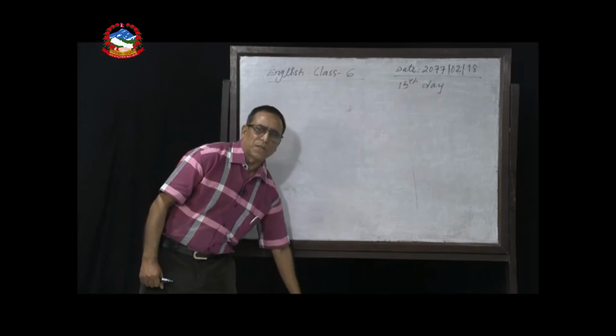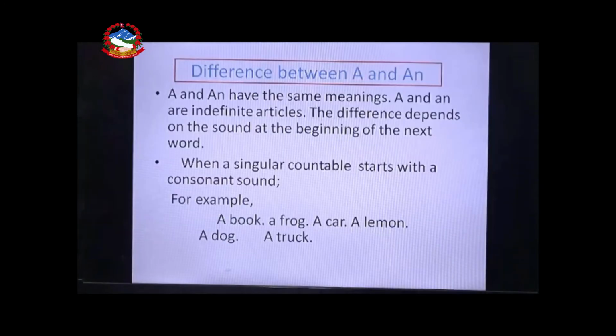Okay, now let's come to another topic. Let's see the slide here. Then what is the difference between a and an article? Now, dear students, listen and let's see the slide. A and an have the same meaning. A and an are indefinite articles. The difference depends on the sound at the beginning of the next word.